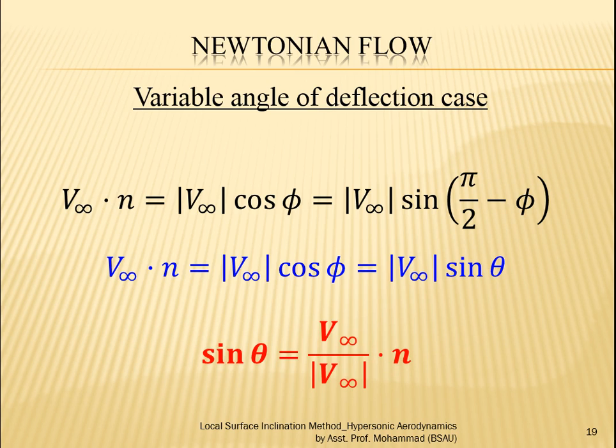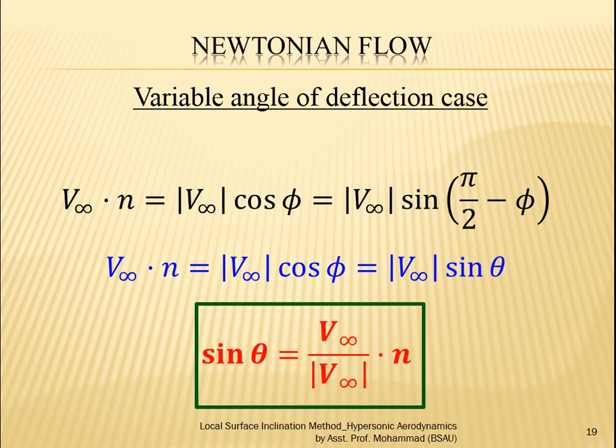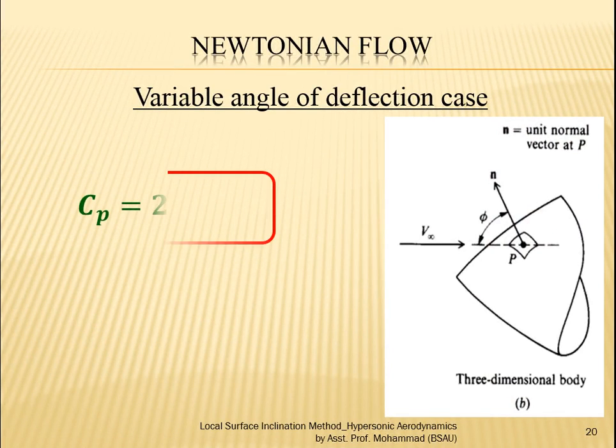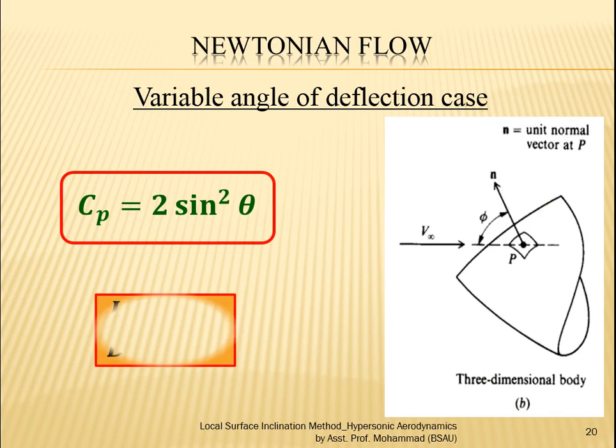So we are not going to forget how we have to find the theta, and the moment we know the theta, we can find the Cp very easily, and we can also find Cl, Cd, and the L by D ratio. So the only requirement is the local deflection of the hypersonic flow at the surface.